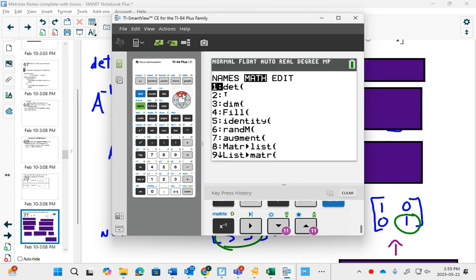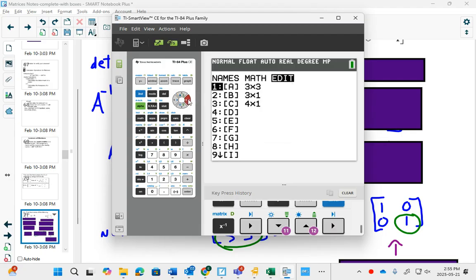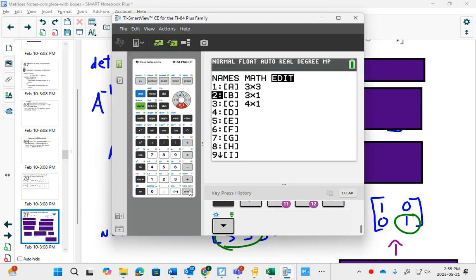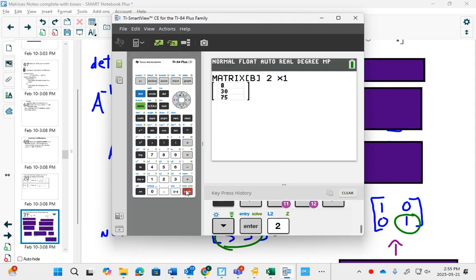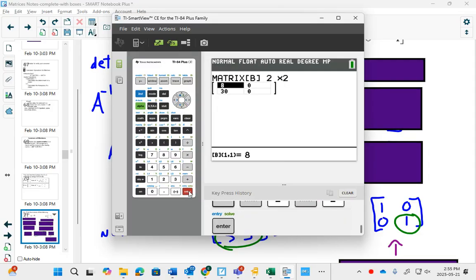I'm going to go to my calculator here to show you. You're like, oh, that would be super helpful if the inverse button was listed in the math menu, and it's not. Do not worry. I'm going to go edit. Let's make B a 2 by 2. And let's write the one that we just had. Let's see, 2, 1, 5, 3. Is that what we had? 2, 1, 5, 3.